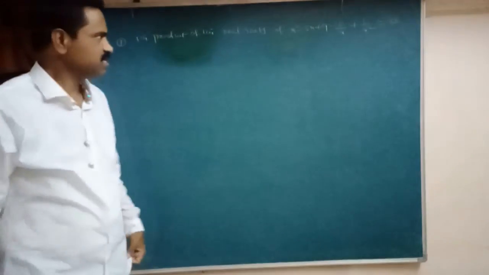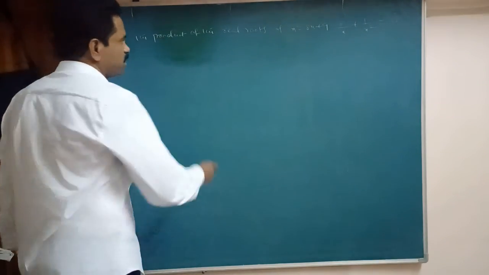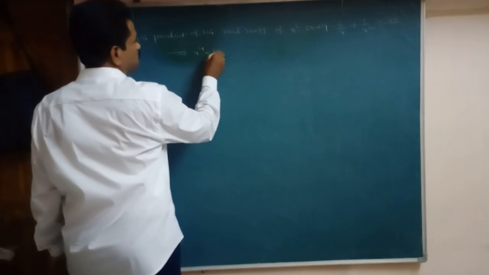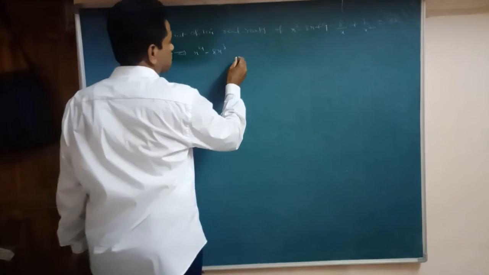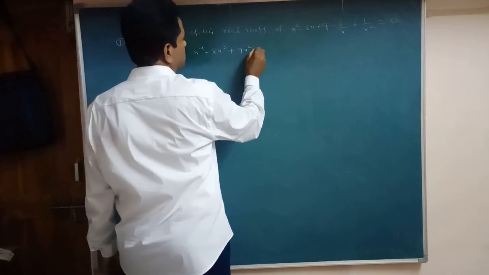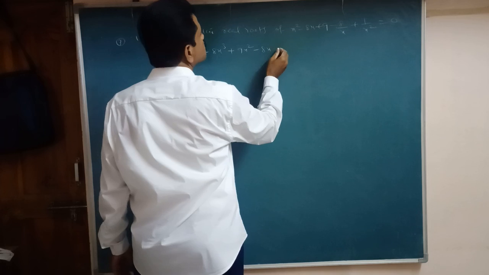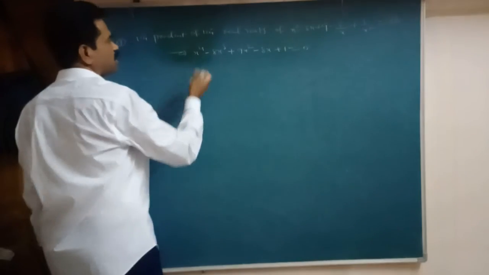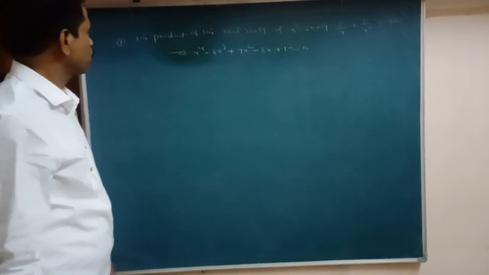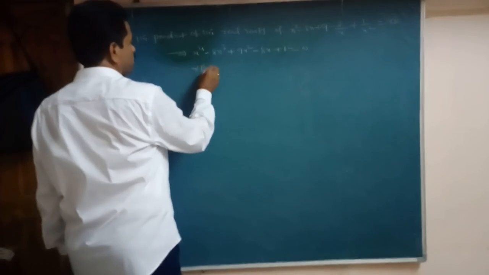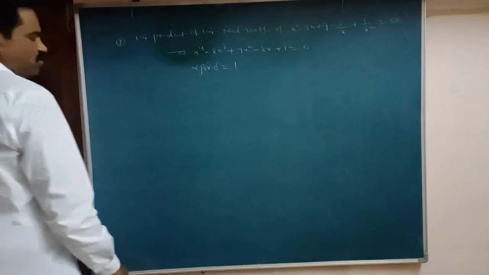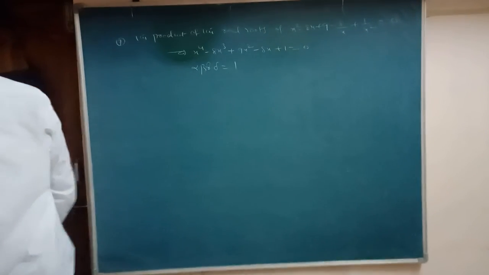First make it a form. It is an equation, so taking LCM, x square into x square, that is x power 4 minus 8x cube plus 9x square minus 8x plus 1 equal to 0. So the order is 4. So product of the roots, alpha, beta, gamma, delta equal to how much here? It is 1. S4, suffix 4, it is plus.